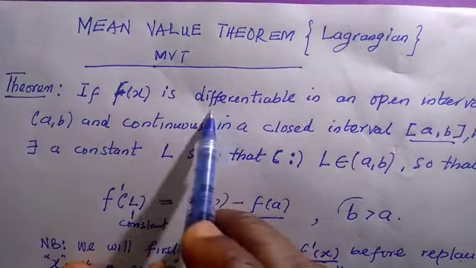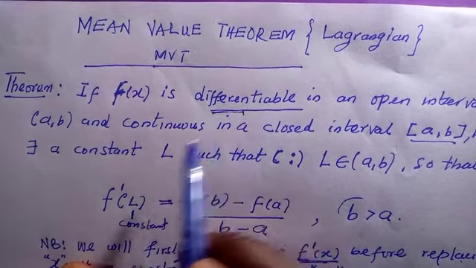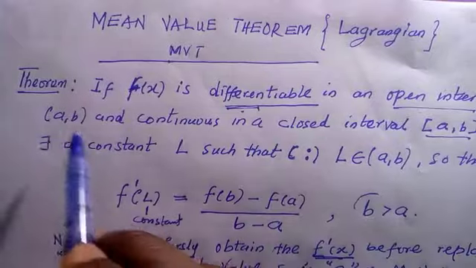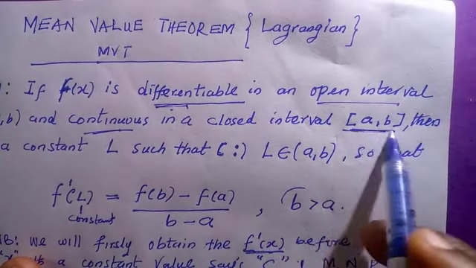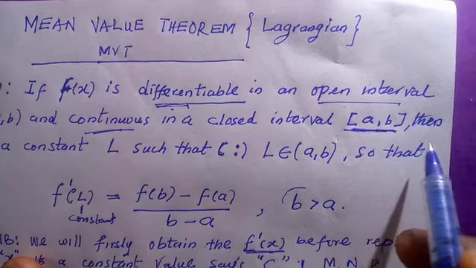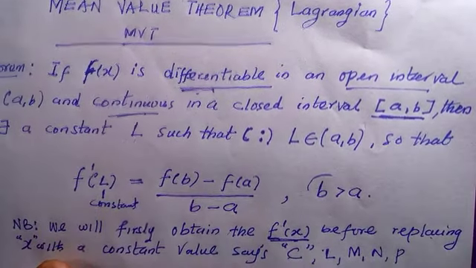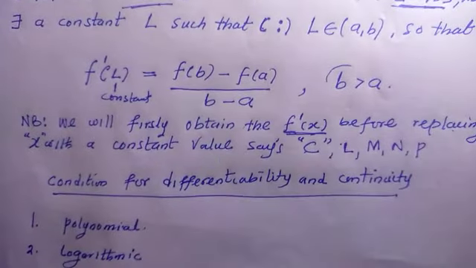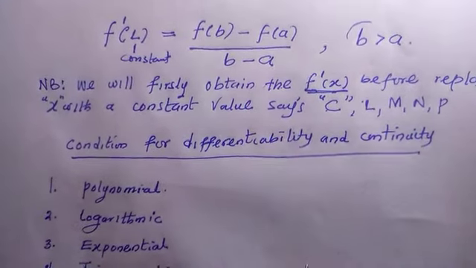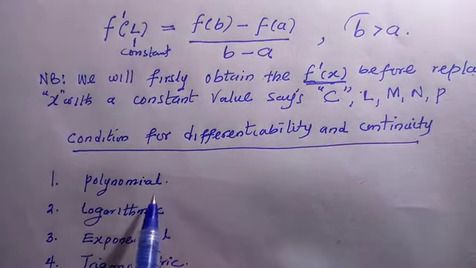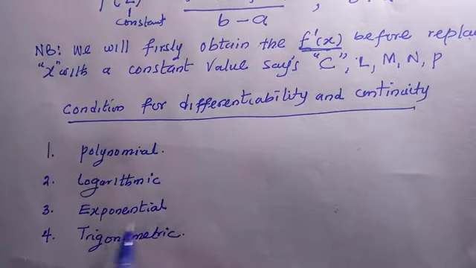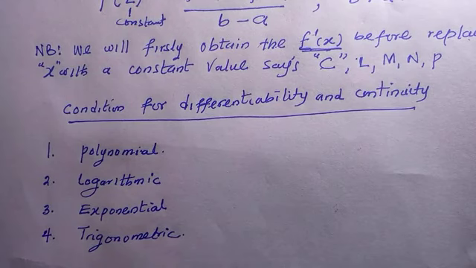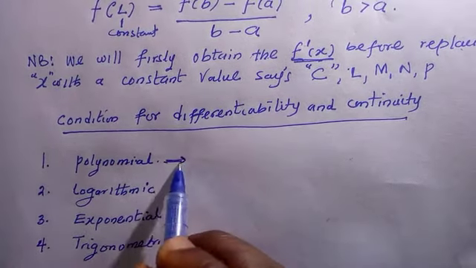Okay. Now, what are the conditions of differentiability and continuity? Because if you are given a question, we must firstly verify that it is really differentiable in the open interval a comma b and continuous in the closed interval a comma b. So if the conditions are attained, then we are going to proceed with the next step. And what are now the criteria for differentiability and continuity? The first one is polynomial function, logarithmic function, exponential function, and trigonometric function, just like in Rolle's theorem.